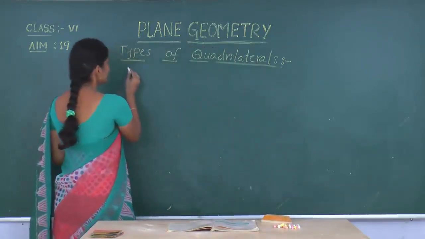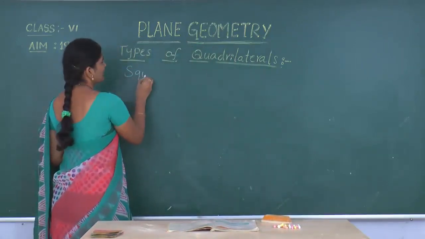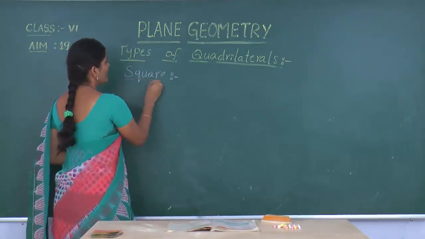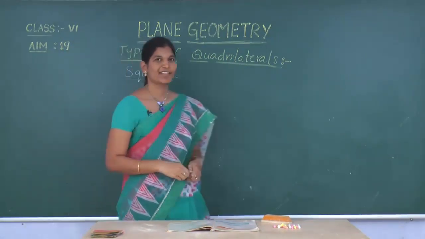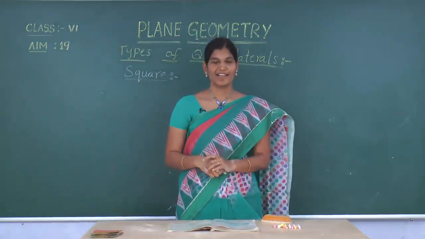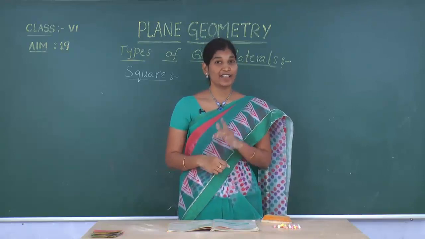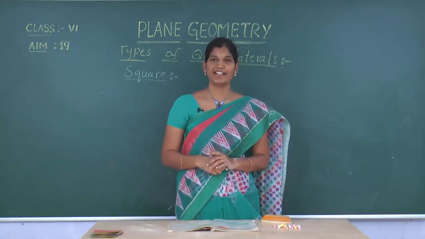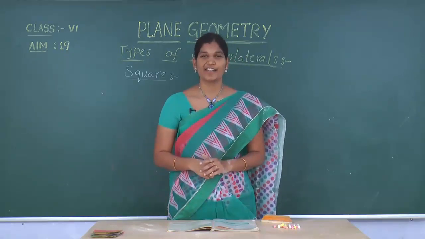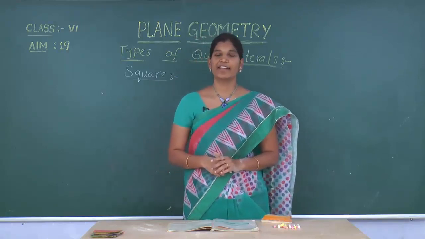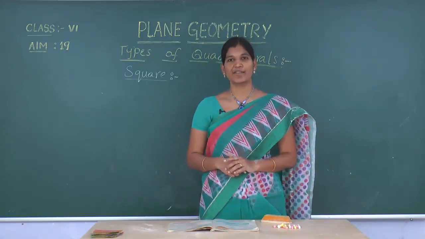And the last one is square. What is a square? In a rhombus, if each angle is 90 degrees, otherwise if one of the angles is 90 degrees, then we can say it is a square. A rhombus in which one angle is 90 degrees becomes a square.